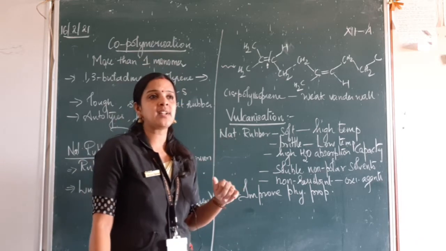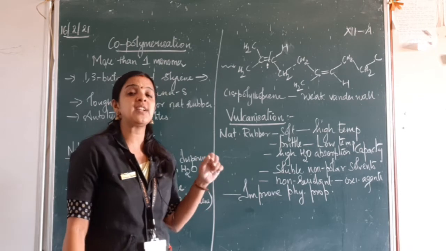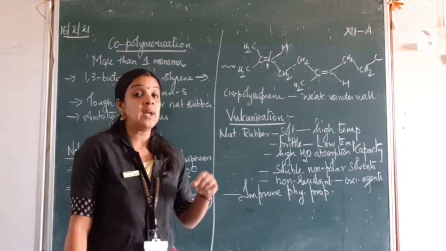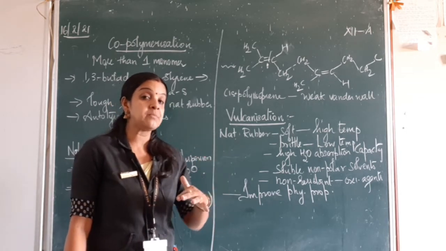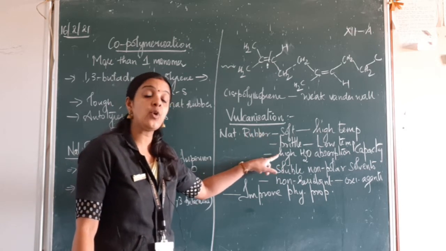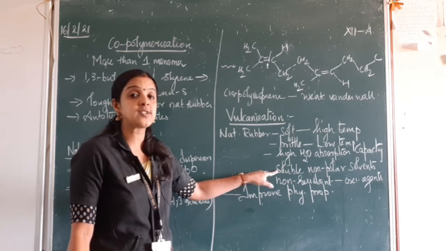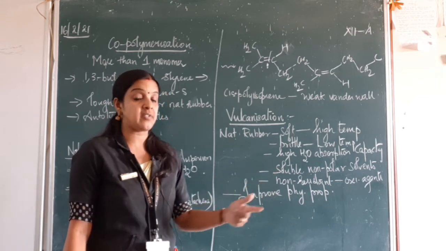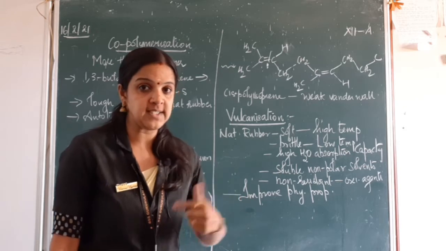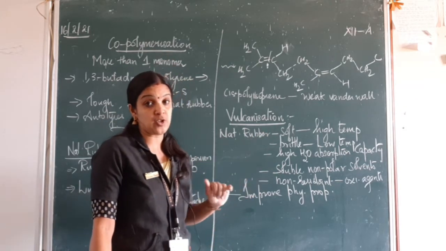The next important thing, as we all know, children, is that natural rubber is very soft at a high temperature, but when the temperature is lowered, it becomes hard, that is brittle. It has a high water absorption capacity. It is soluble in non-polar solvents, but it is not resistant to the attack of oxidizing agents. So these are some of the physical properties of natural rubber.